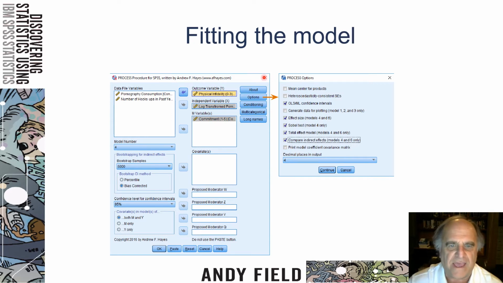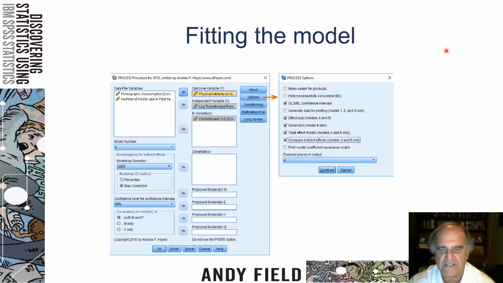We pick our outcome or dependent variable, our Y, which is going to be physical infidelity. Our independent variable is pornography consumption, but it's log-transformed pornography consumption. And our mediator variable is commitment.